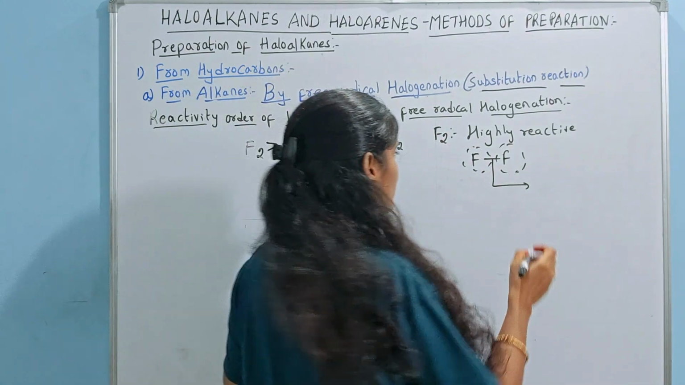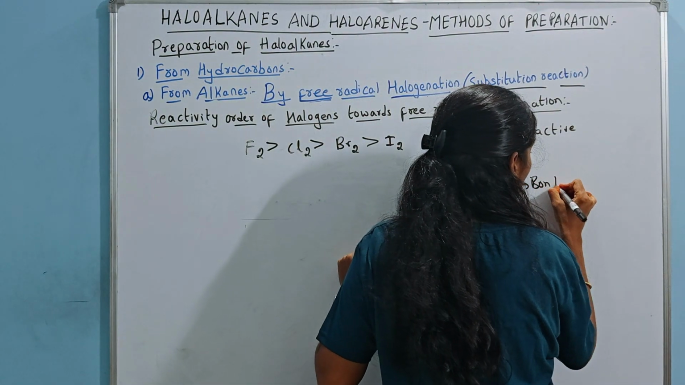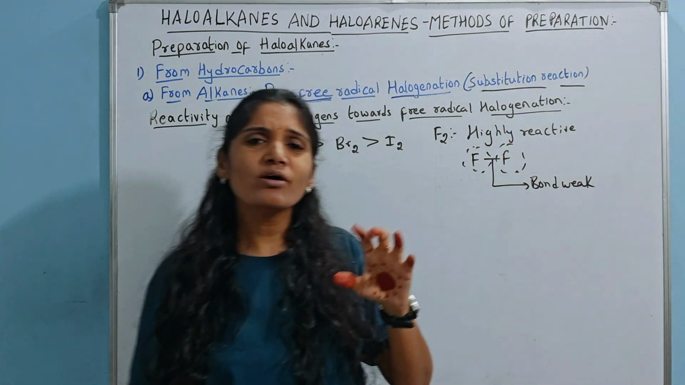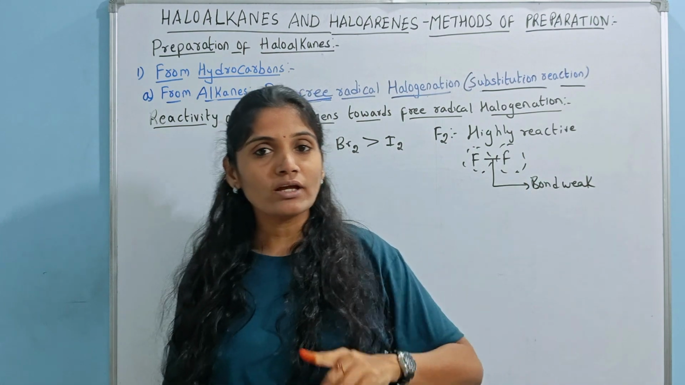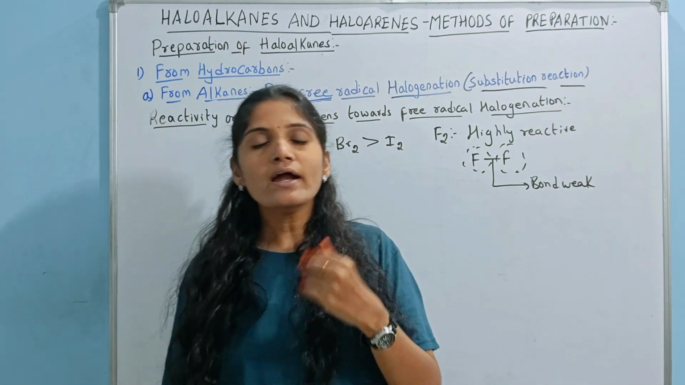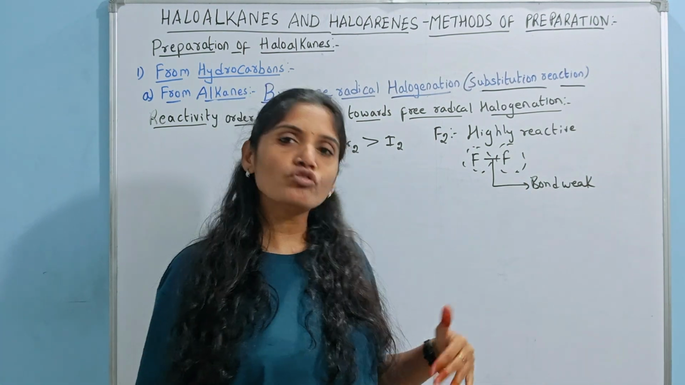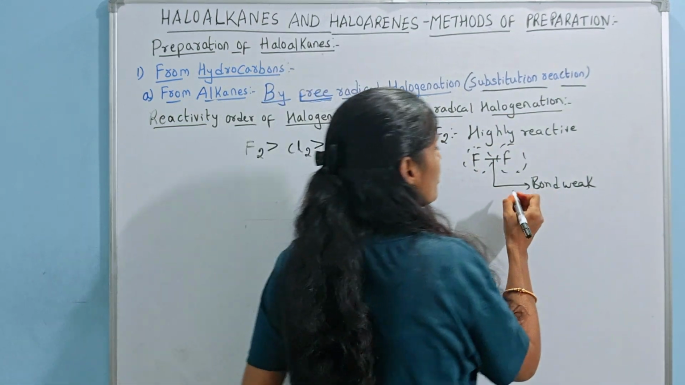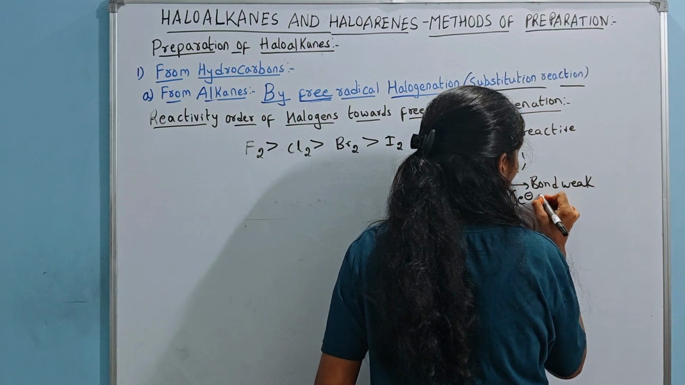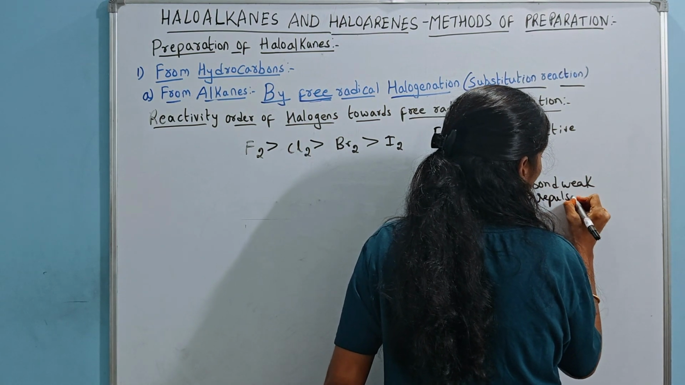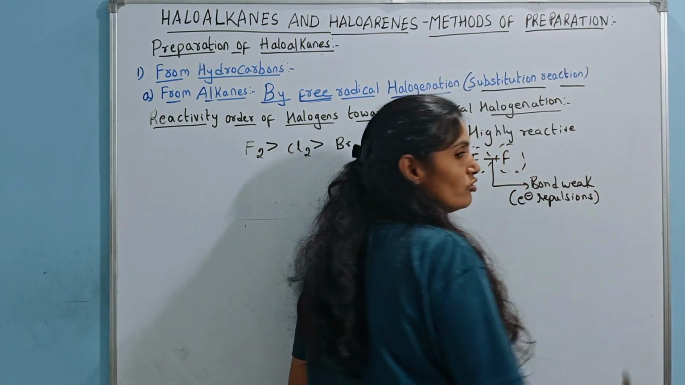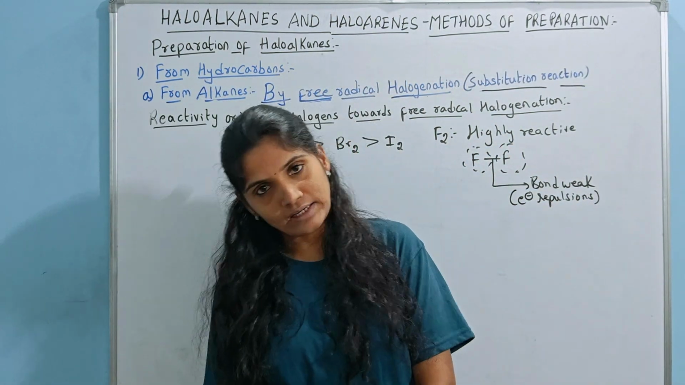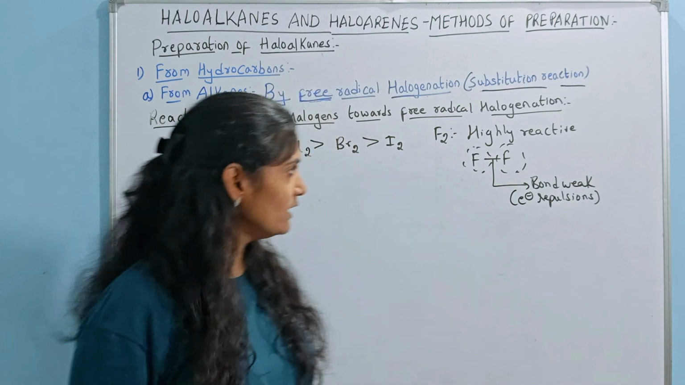Now when they keep repelling each other, the bond between the fluorine atoms becomes weak. Now when the bond is very weak, it is very easy for us to break the bond. So fluorine is highly reactive. This bond is weak due to what? Due to electron repulsions between the fluorine atoms, this bond is very weak, and that makes fluorine very highly reactive.